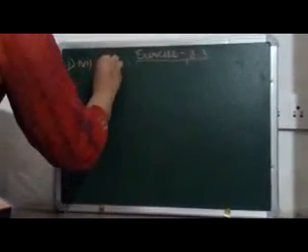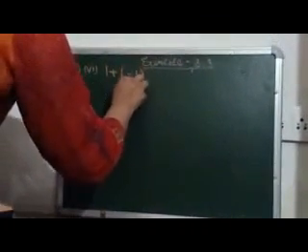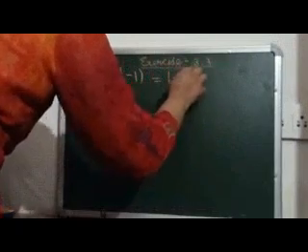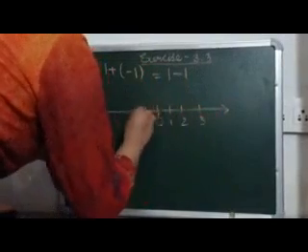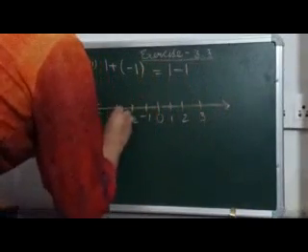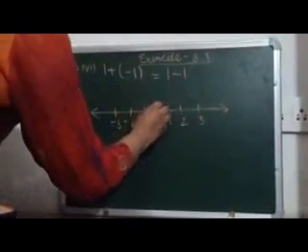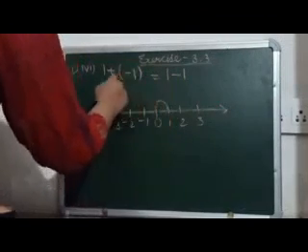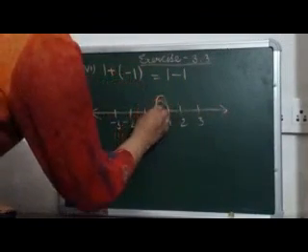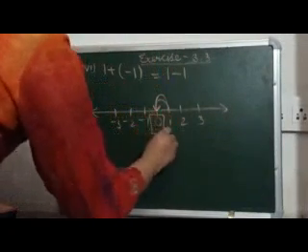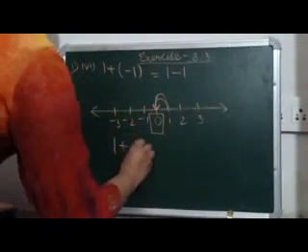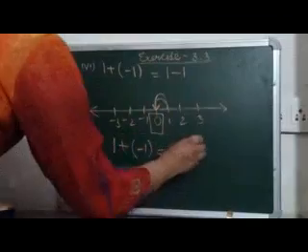Sixth part, it is 1 plus minus 1. Now this can be written as 1 minus 1. So again we will draw the number line. 0. Now first of all we will go to 1. 1 is here. 1 minus 1. Then you have to come back 1. Then the answer is 0. So we can say that 1 plus minus 1 is equal to 0.